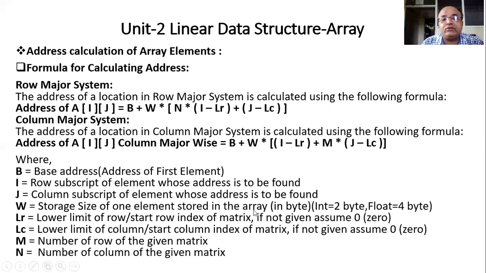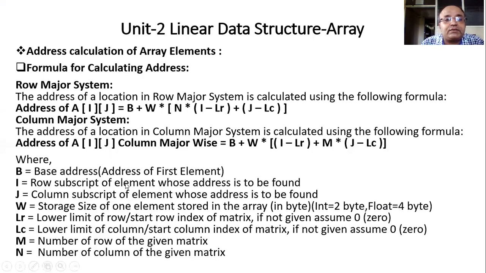As I already explained, if it is an integer type array, it will occupy 2 bytes, and if it is float, then it will occupy 4 bytes. So W can be either 2 or 4. If it is integer, the value of W will become 2, and if it is float, then the value of W will become 4.